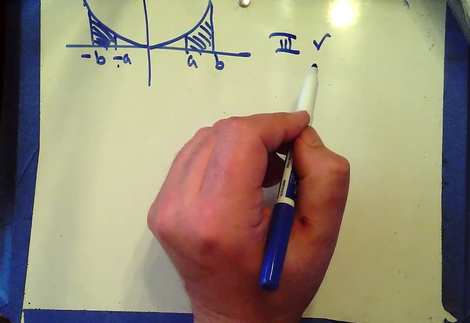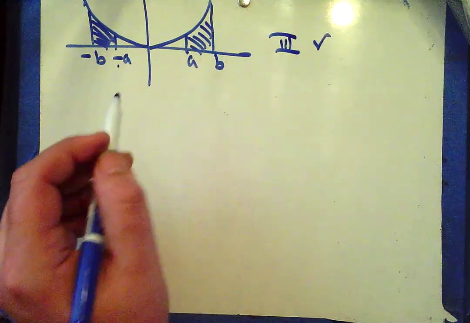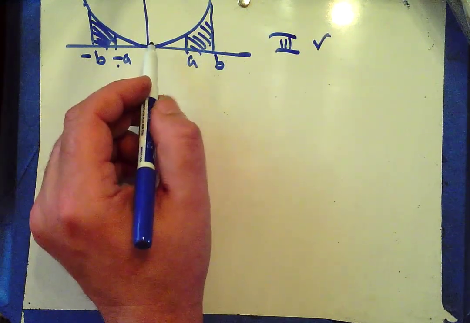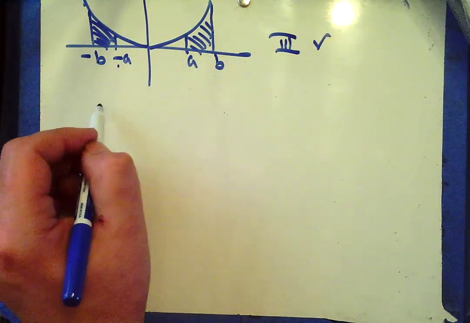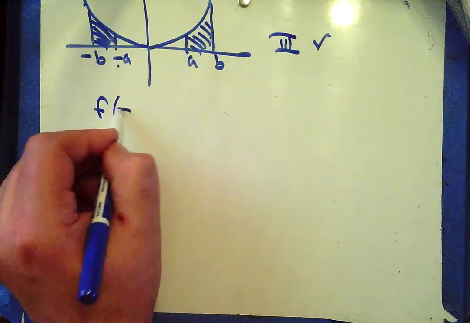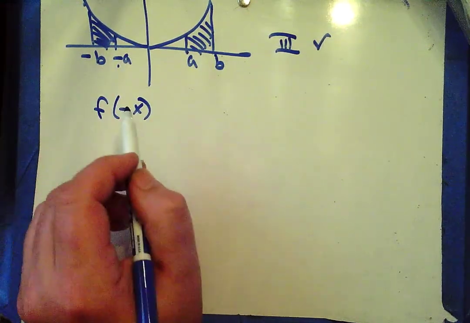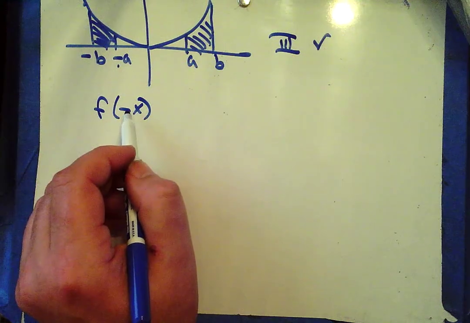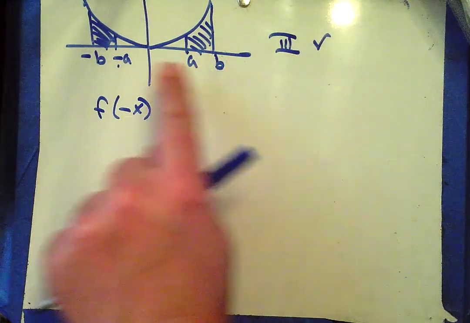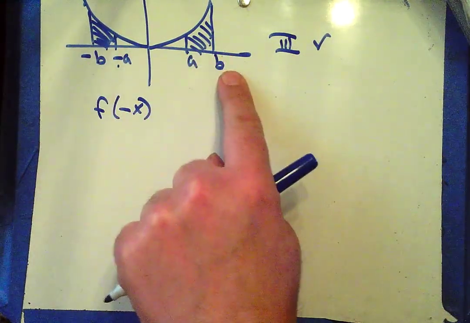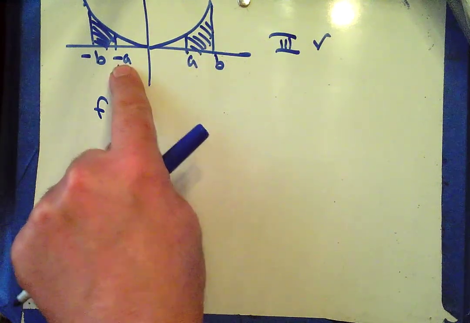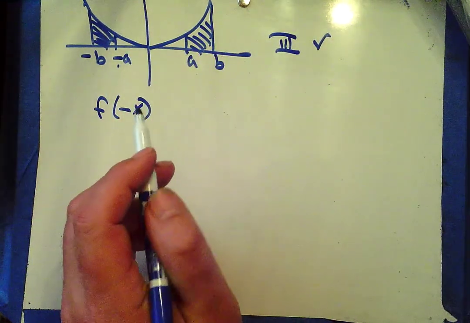Now, Roman numeral 1. If I take this function and I do this transformation, f of negative x, that means I'm going to divide all the x's by negative 1. So this one's going to come over here, and this one's going to come over here, and this one's going to come over here, and this one's going to come over here.